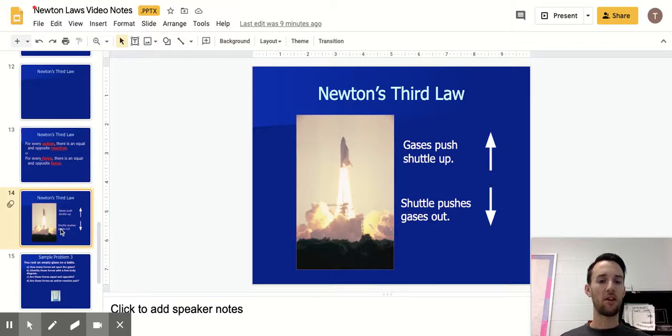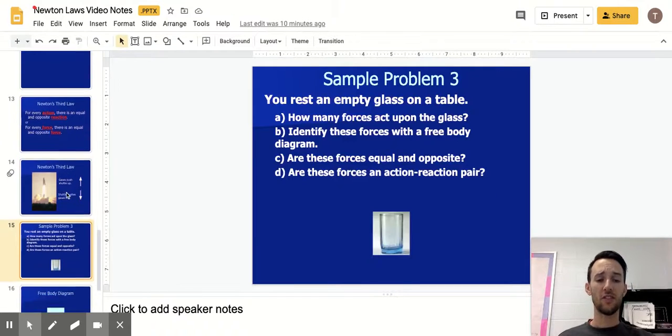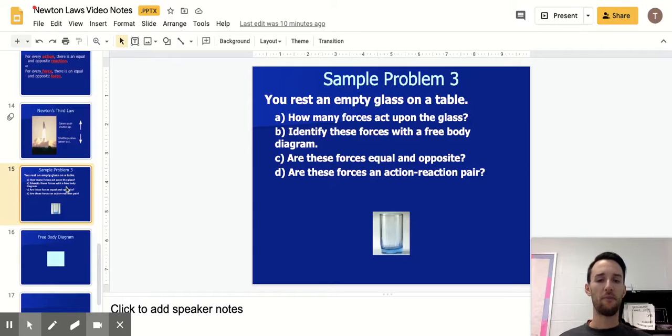Another example here is a rocket ship. We can see that the rocket ship is pushing the gas down, which causes the rocket to go up. There are lots of examples in real life about that, but those are some short ones.